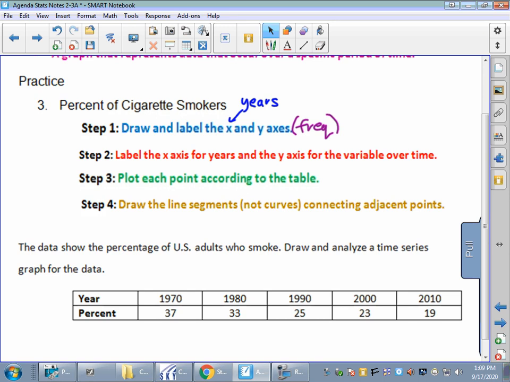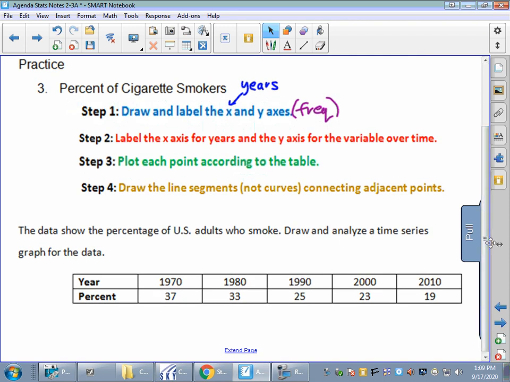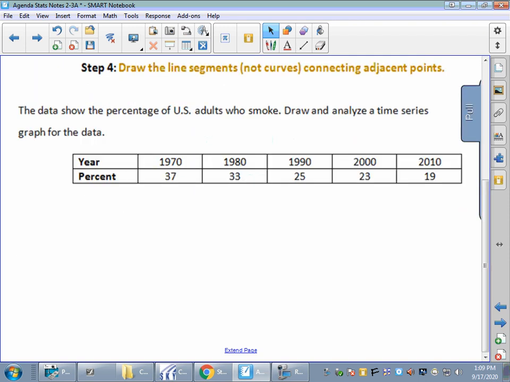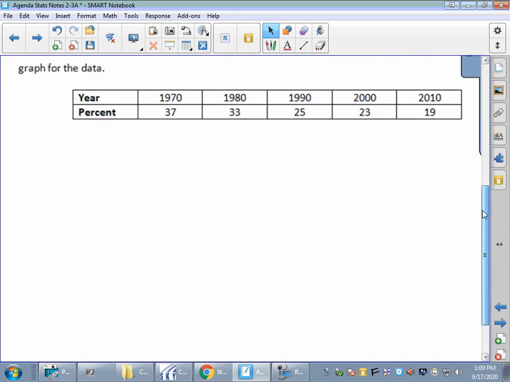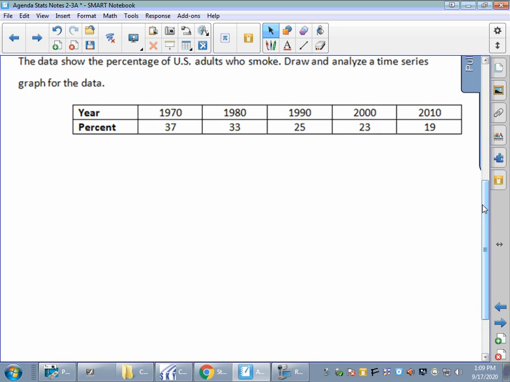Connecting your adjacent points. You do not make it a frequency polygon. Don't connect at the origin and at the end. Just draw what you got there. So the data show the percentage of U.S. adults who smoke. Draw and analyze a time series graph for the data. I wish I had 2020 data in there. If I'm going too fast, hopefully you realize that you can always hit pause.